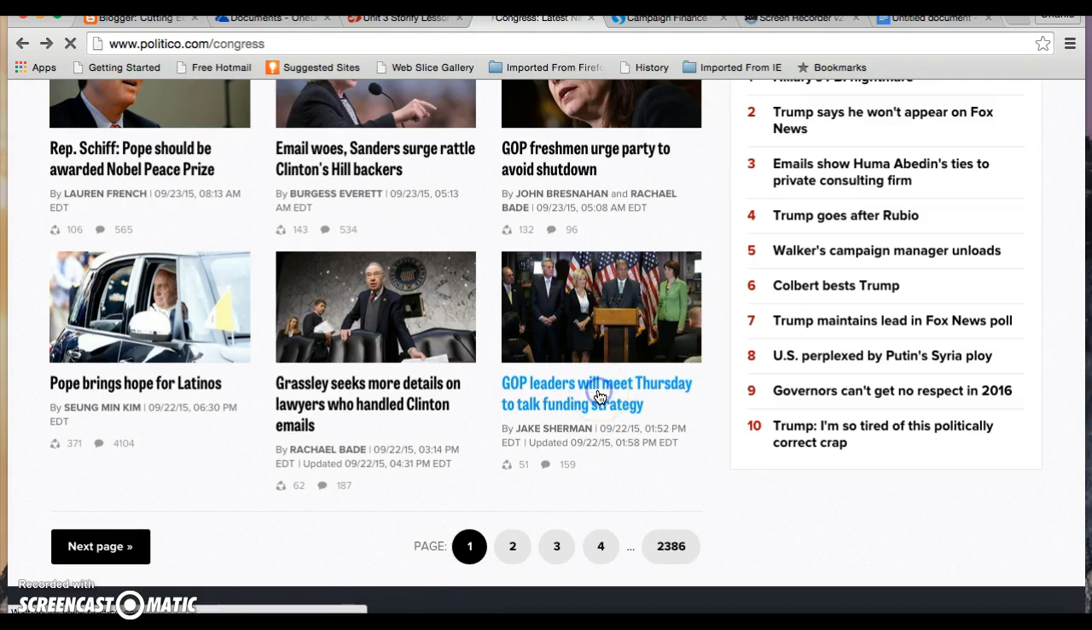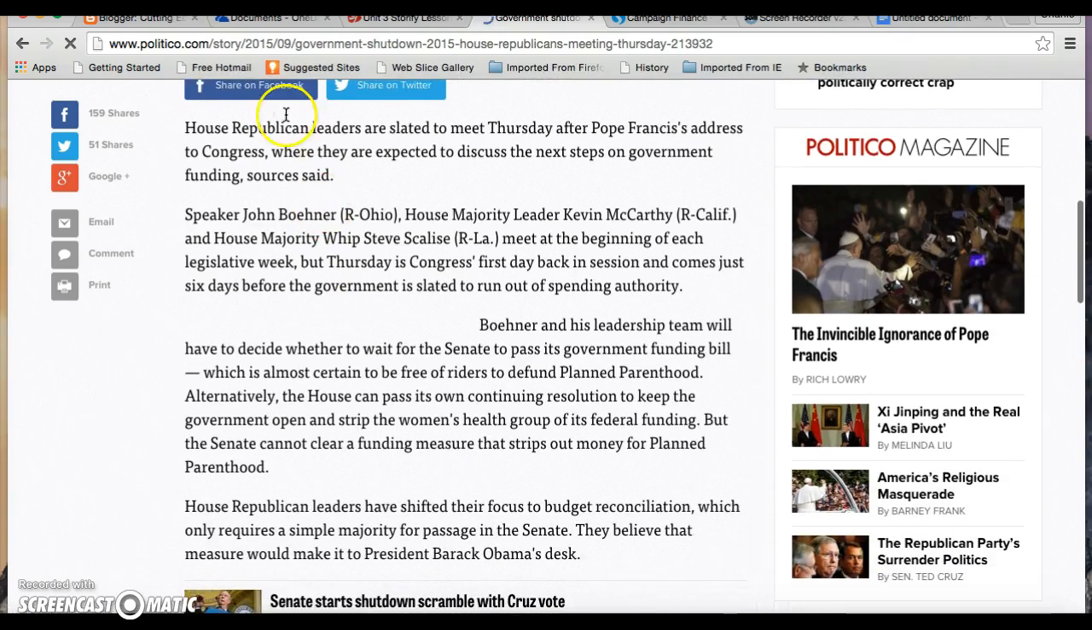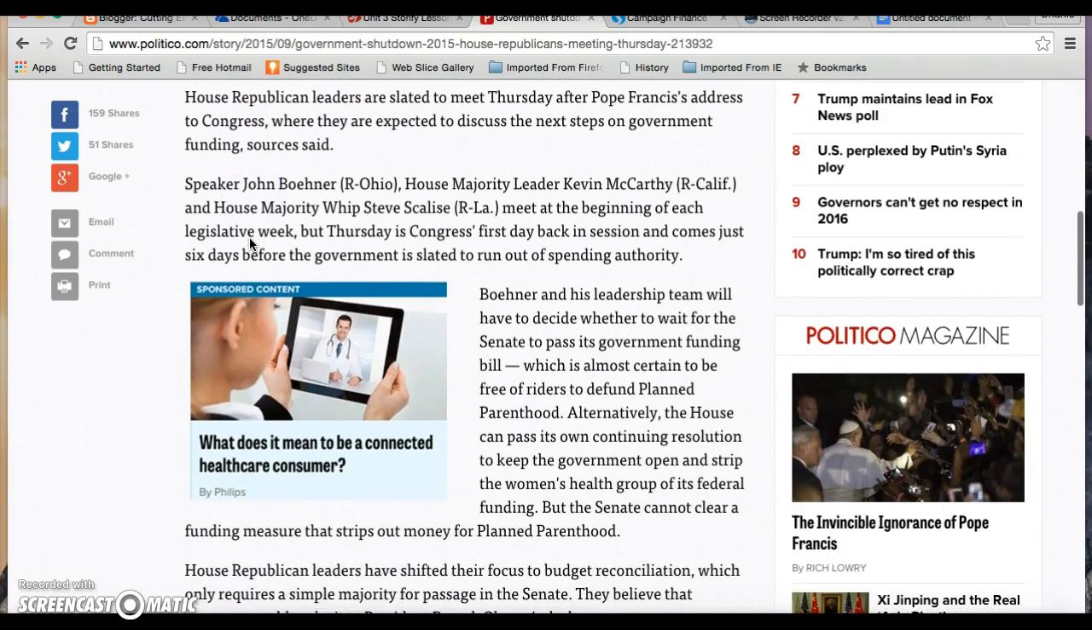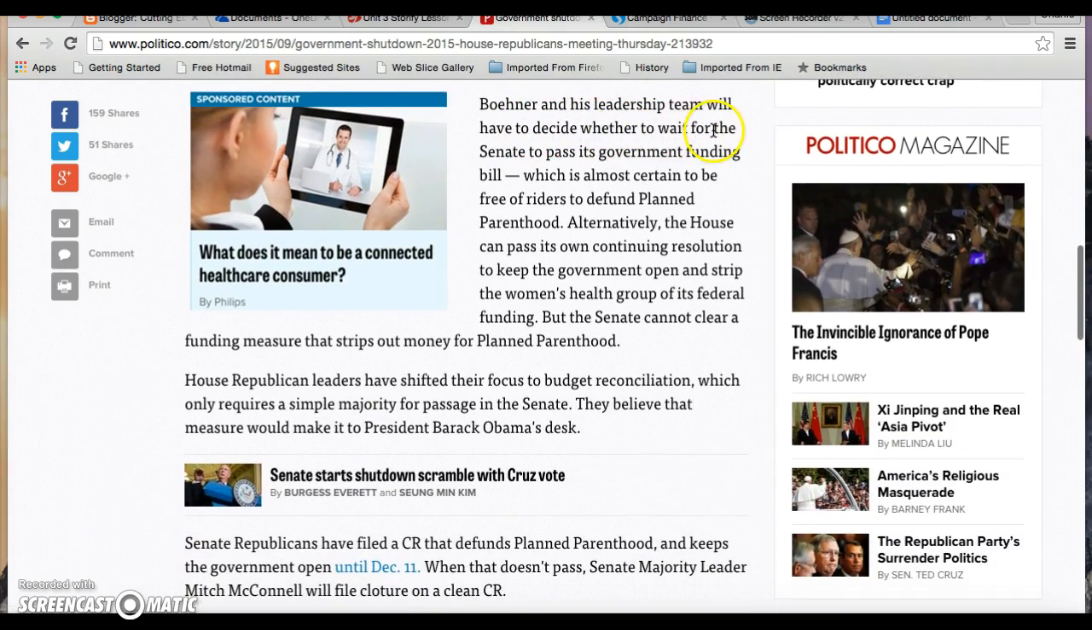GOP leaders will meet Thursday to discuss funding strategy. So have a look here. Pause that and read. So, having paused that and had a read, you can see here you've got Speaker Boehner, House Majority Leader Kevin McCarthy, House Majority Whip Steve Scalise. Okay, they're hammering out the issues, okay? They will have to decide whether to wait for the Senate to pass its funding bill, which is almost certain to be free of riders to defund Planned Parenthood. So basically, the House wants to defund Planned Parenthood, the Senate doesn't.